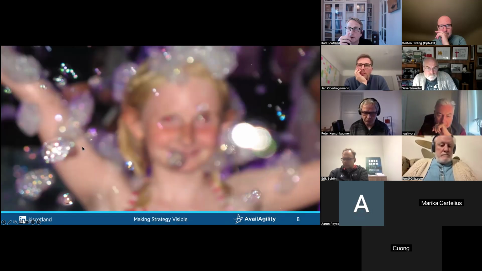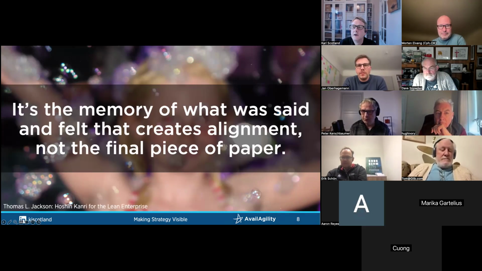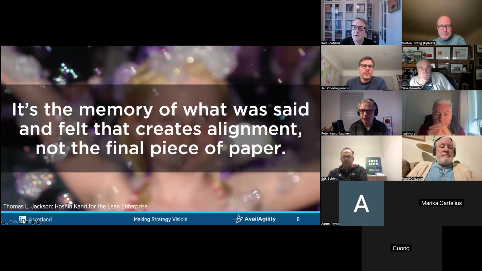I just want to emphasize this at the end: it's not just about that template and filling in that template and saying, great, we've got an X matrix, go off and implement this. It's about the conversations and the questions that happen. So this is a very old picture of my daughter, but it's very, very blurred. But I like it as an example of this quote from Thomas Jackson's book on the X Matrix. It's the memory of what was said and felt that creates the alignment, not the final piece of paper.